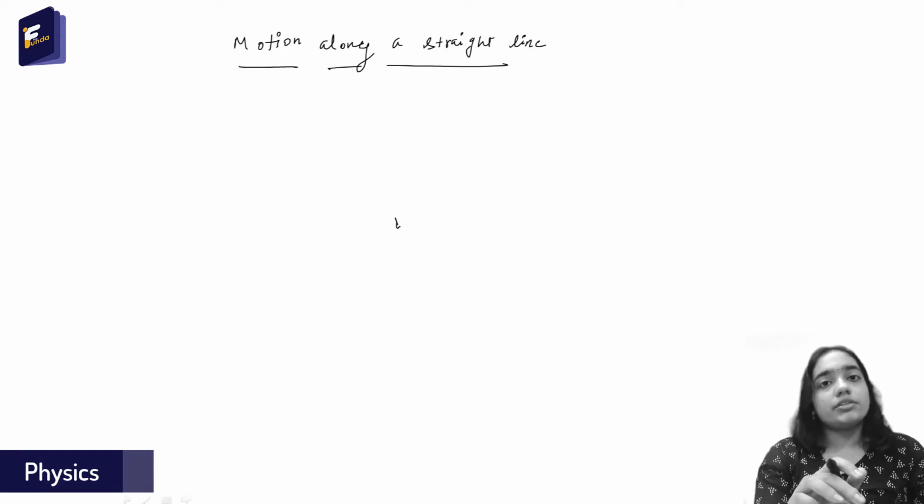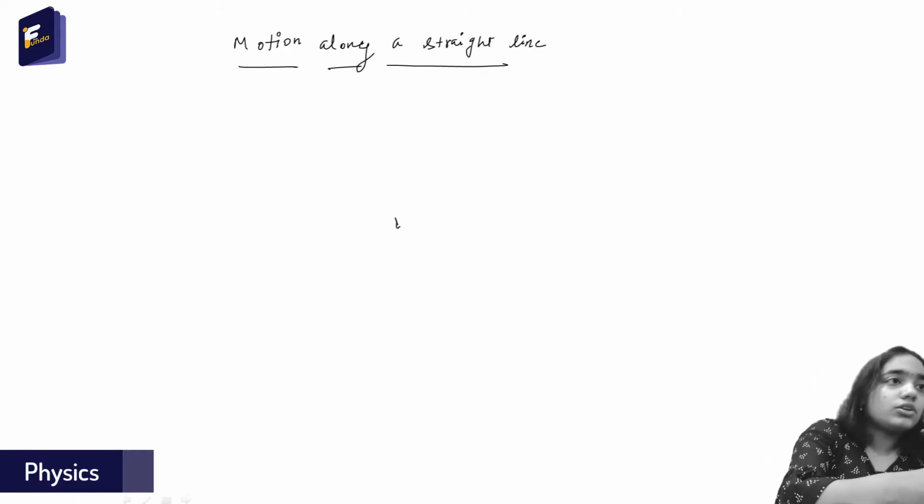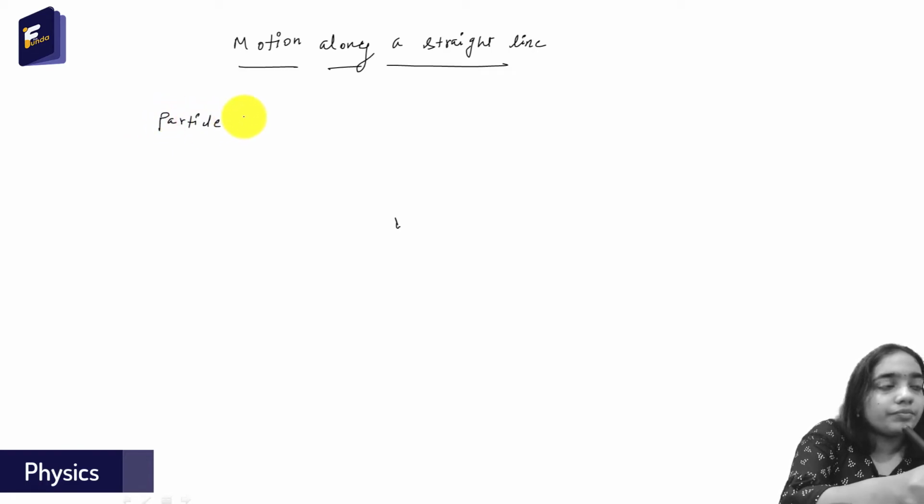In motion along a straight line, we generally talk about particles. Means we talk about the motion along a straight line of a particle. So the question arises in mind: what is a particle? A particle is a point-like object. Okay. So when I say particle, it is a point-like object.